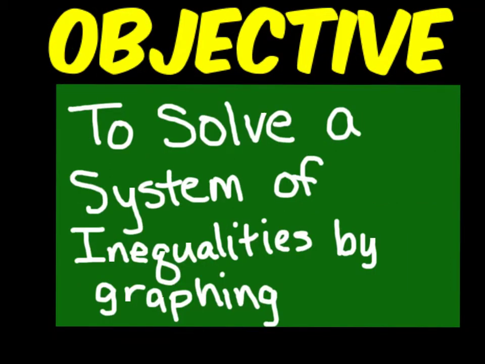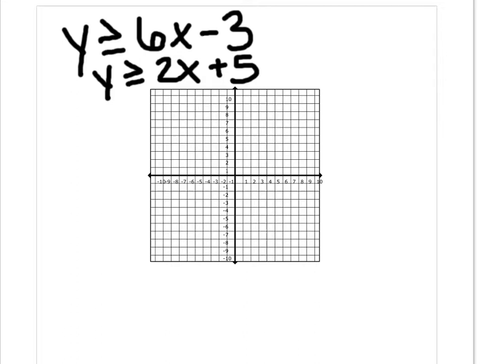Today's objective is to solve a system of inequalities by graphing. So if we graph the first line, we're going to start at -3 and go up 6 and over 1. So 1, 2, 3, over 1. Up 6 again and over 1. And then you should get a line.